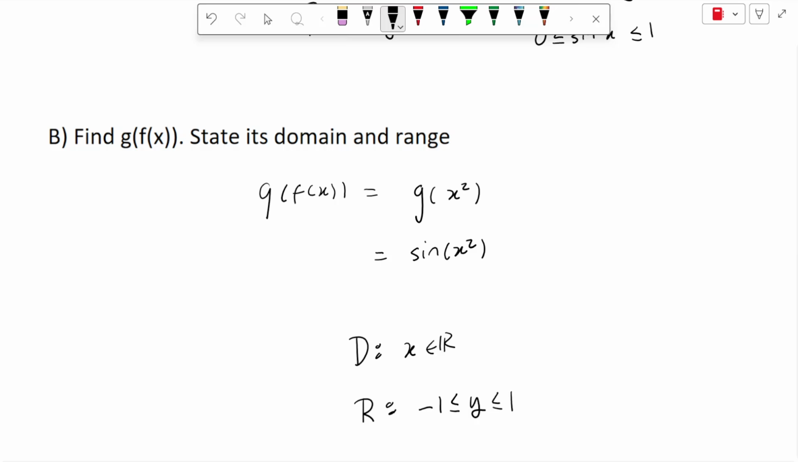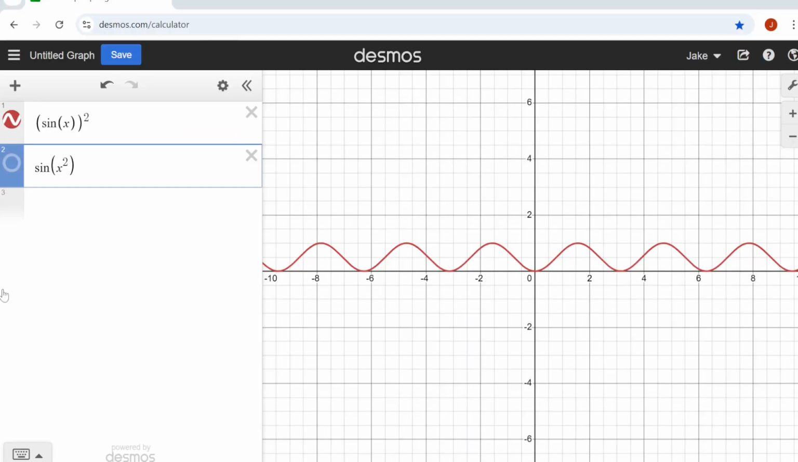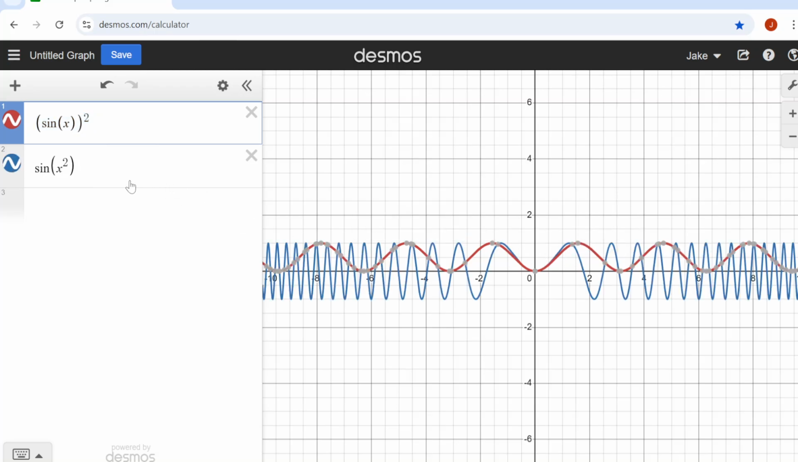Because you're not squaring the sine value itself, sine can become positive or negative as the final answer. And just to confirm, we can see that sine of x all squared does only take on positive y values up to 1. And for that blue graph, sine of x squared, it can take on positive and negative. And both have that domain x is in R.